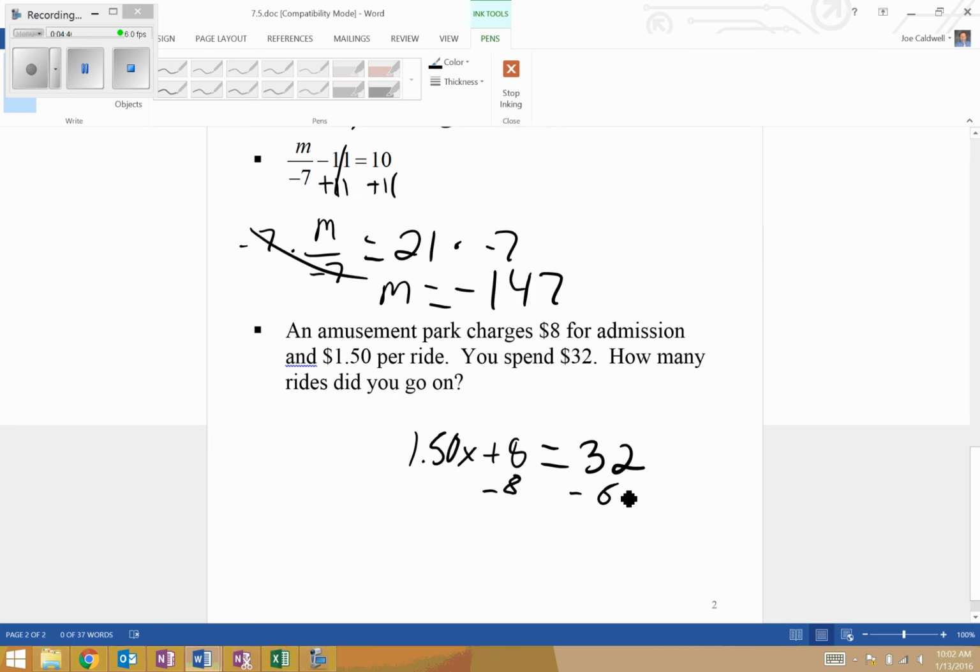Okay, so then we have the -8, we have $1.50 times x equals 24. Now we need to divide both sides by 1.5, and we're left with x equals how many rides? 24 divided by 1.5 equals 16 rides. Okay, so that is a two-step problem.